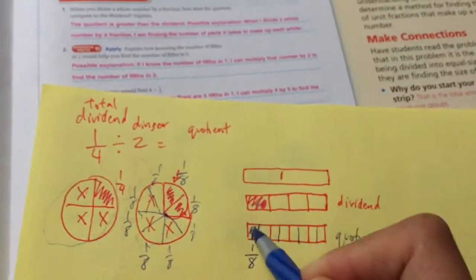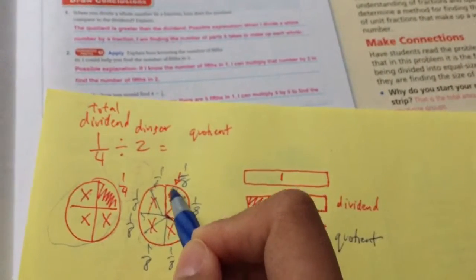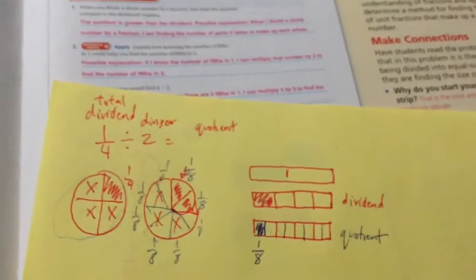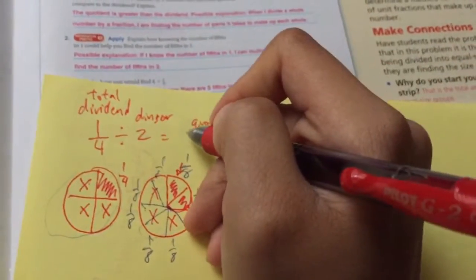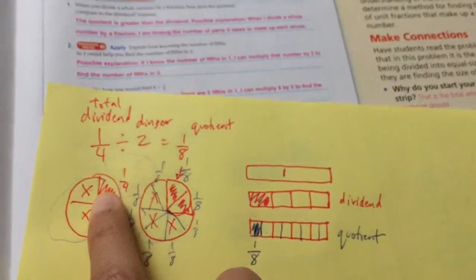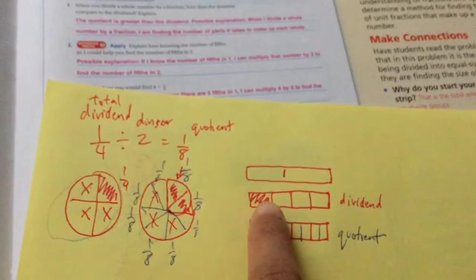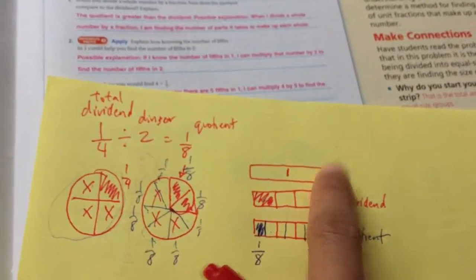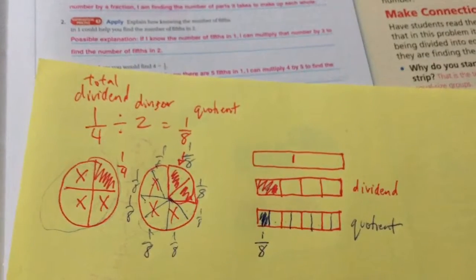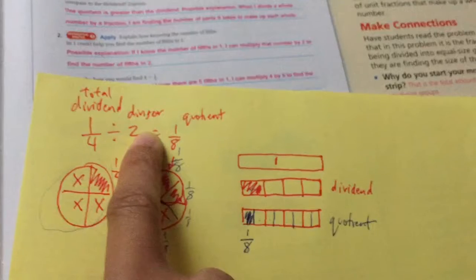When you take 1/4 and you split it in half, your answer is 1/8. So your final answer for 1/4 divided by 2 is 1/8. You're starting with a fraction, you're splitting it into something smaller, and you're going to have a smaller fraction. You might want to review this whenever you see a fraction divided by a whole number.